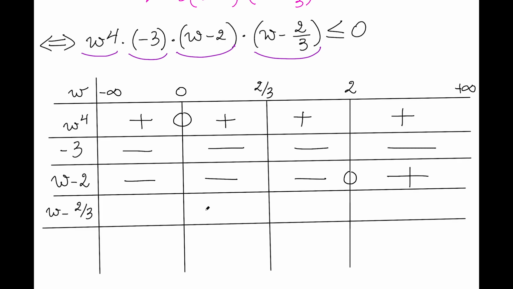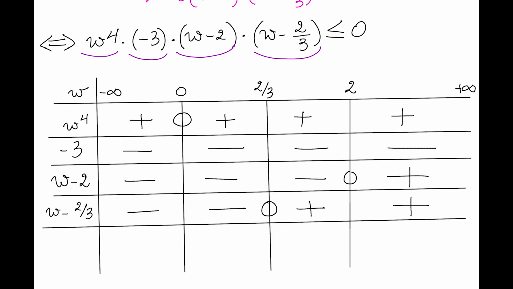And lastly, for the last row, I guess you understand the game at this point. This neutralizes at 2 over 3. Before that, the sign is one thing, one sign. Choose a number smaller than 2 over 3, let's say 0. Replace w by 0, that's going to be negative. And if you choose a number bigger than 2/3, the entity w minus 2 over 3 is going to be positive. So we're going to have plus and plus here.